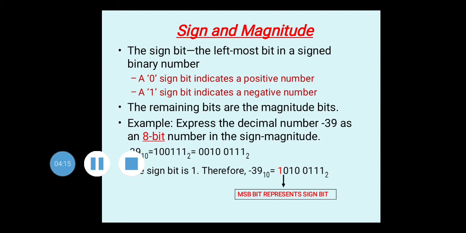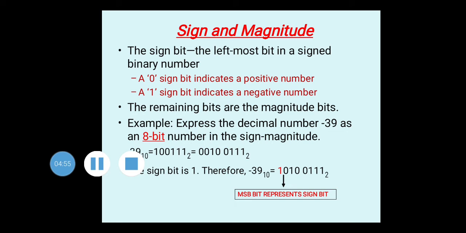We have already discussed this. In sign and magnitude representation, for whatever binary number is given, you have to just check the MSB bit. If the MSB bit is 0, it shows that the binary number is positive, and if the MSB bit is 1, it shows that the given binary number is negative. Now an example is also given in this slide. Check this.